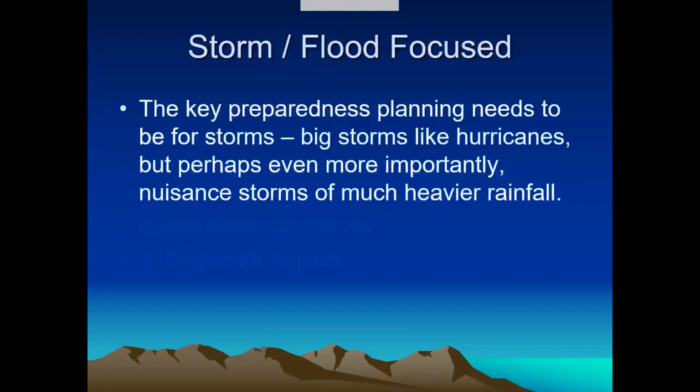I want to talk for a second, because this is going to be important to the framing for Alex's presentation about storm and flood focused. One of the key preparedness planning needs to be for storms, big storms like hurricanes, but perhaps even more importantly, nuisance storms of much heavier rainfall. Depending on where you are in Connecticut, you've been experiencing that for the last 2 days. But the real question is, what does it mean when the 25-year storm comes every 5 years, or the 5 or 10-year storm comes every year? It now gives us rainfall outside of the policy, the zoning, the ways that we've been adapting all these years. And in some respects, that's what has the bigger impact.